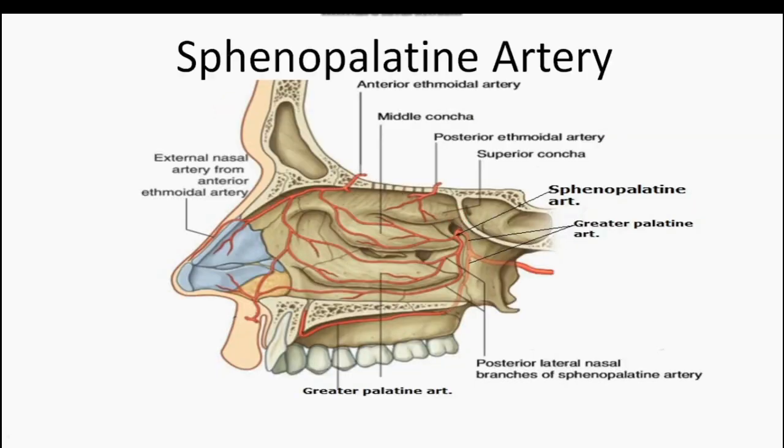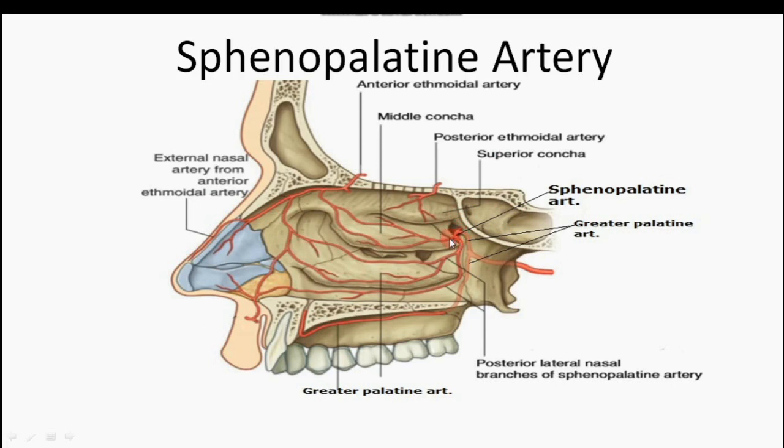So next, the last branch of this artery, or rather not a branch, actually the last continuation of this maxillary artery, is the sphenopalatine artery. This sphenopalatine artery passes from the sphenopalatine foramen and enters the nasal cavity. We can see here it enters the nasal cavity on its posterior part, and it gives two branches.